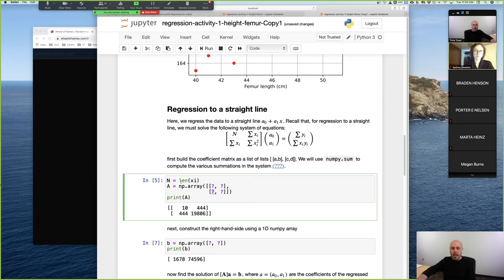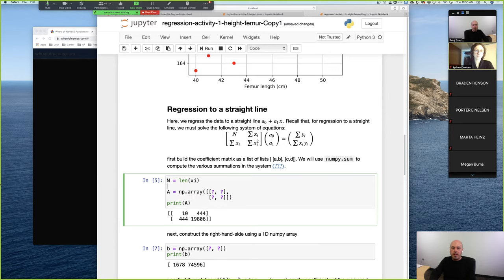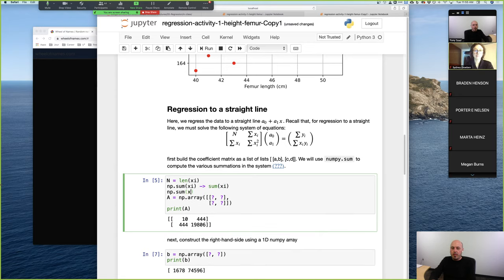So n is len xi, and then you can do summations by using np.sum of xi. That gives you the sum of xi, and same thing, np.sum of xi squared is gonna give you the summation of xi squared, et cetera, and so on and so forth. Okay, so go ahead and fill in the blanks here, please. And let's see what you get.